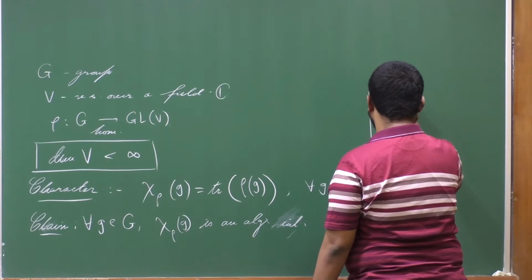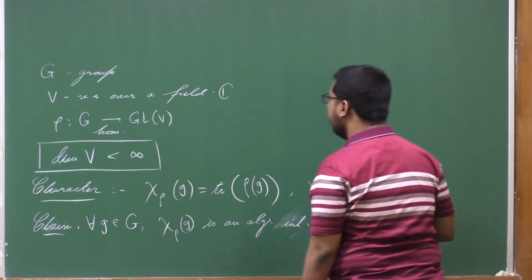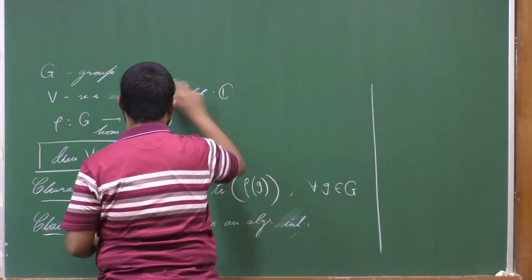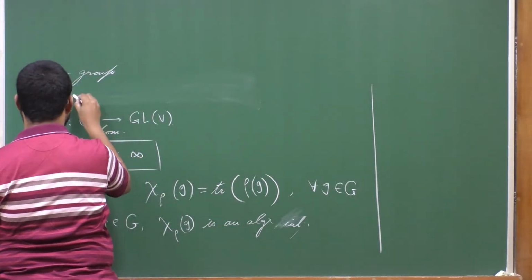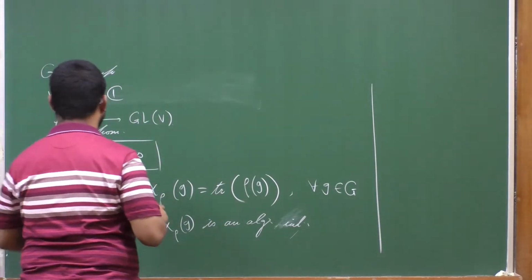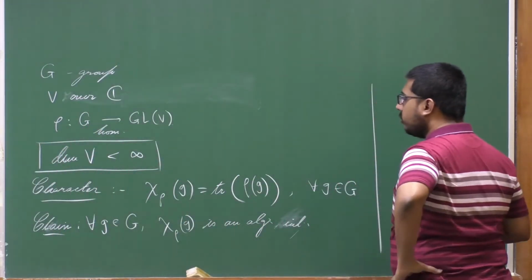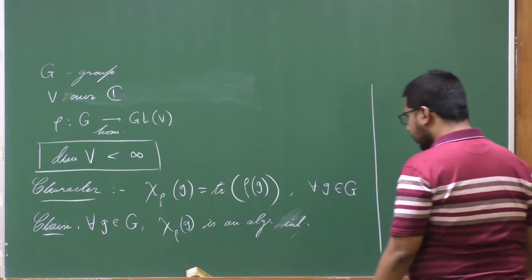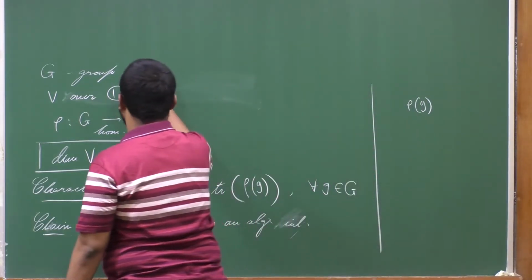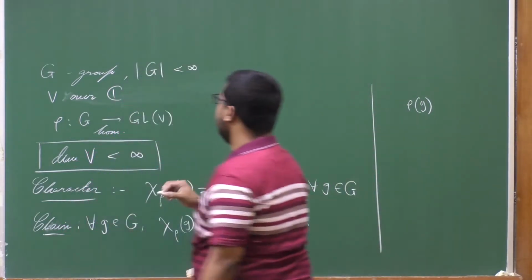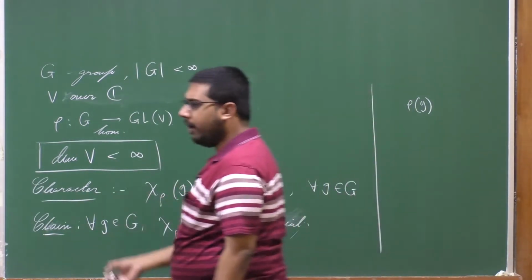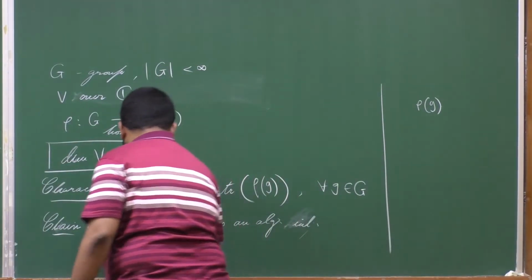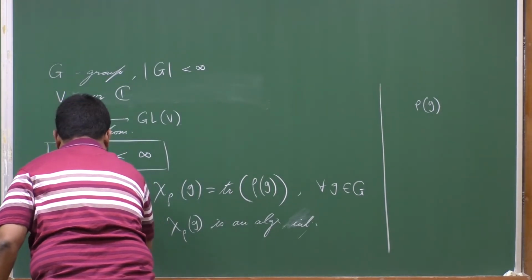So what are we having? Here, while dealing with algebraic integers, from now on I won't even further mention that my vector space is over C. Okay, so G is a group. Now look at rho G. As I said, we will need this for most of the parts, we need finite groups. So here also we need G to be finite.